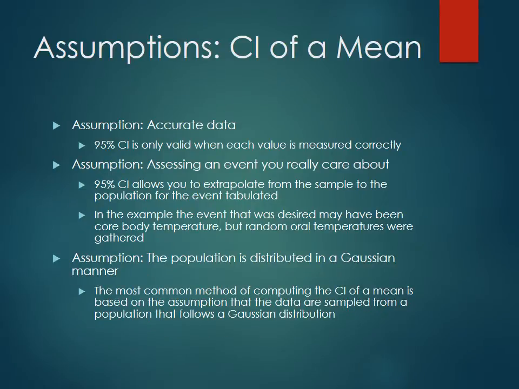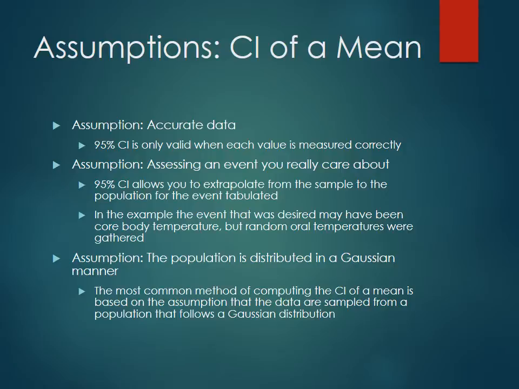So you should assume that they have accurate data. So again, that the actual values that you're looking at are measured correctly. So hopefully you can make that assumption. And then it's actually an event that you really care about. So make sure that, in this example, we're talking about core body temperature, that you don't accidentally have some values that are coming in that are oral temperatures, because that's not really what we're looking at. So make sure that you're assuming that they're actually testing the thing that you really care about.